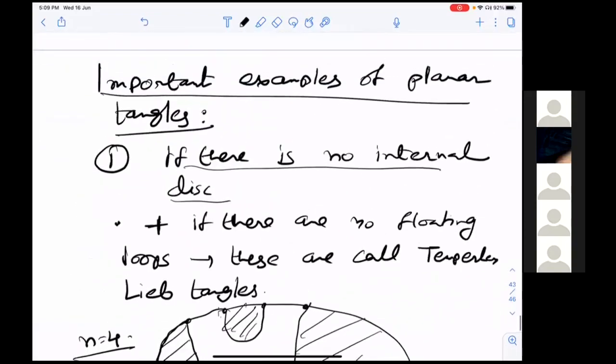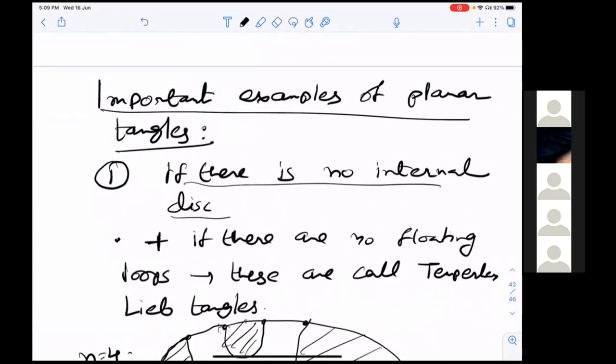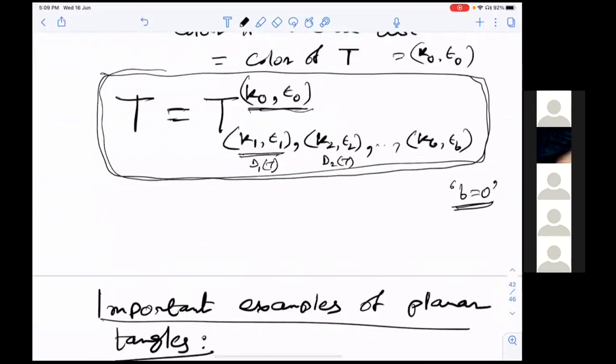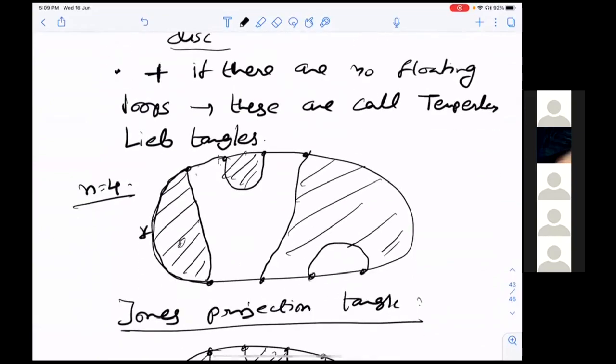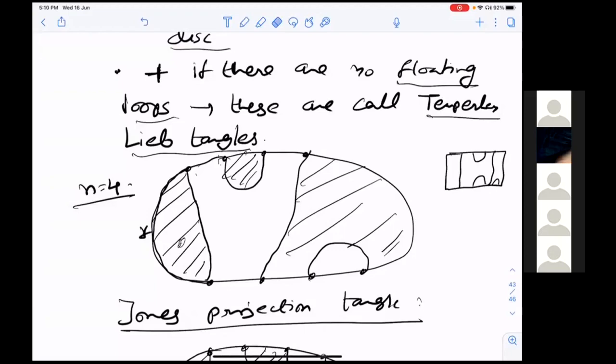Now we have given various examples of planar tangles. The easiest case is when B is 0, so there is no internal disk. Like here, there is only one external disk, there is no hole. And if there are no floating loops, we call this a Temperley-Lieb tangle. Recall that our Temperley-Lieb diagrams were inside a rectangle, drawn like that. These were the diagram algebra we have discussed. Now there will be just a star in the external disk and checkerboard shading. So this is motivated by the Temperley-Lieb diagram basically.